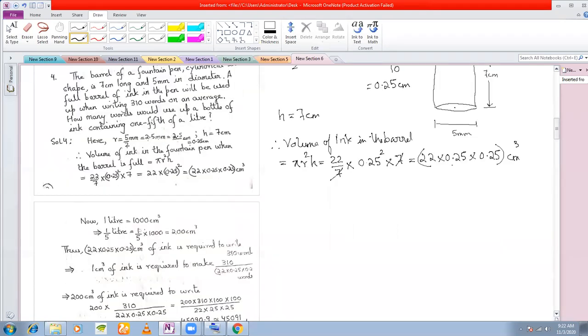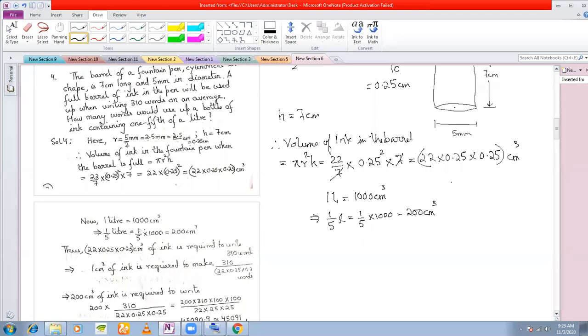Now, 1 liter is the same as 1000 centimeter cube. And how much ink are we given here? We are given 1/5 of a liter. Therefore, 1/5 of a liter means 1/5 of 1000, that means 200 centimeter cube. So we are given 200 centimeter cubes of ink to write. And the question is, how many words can you write with this 200 centimeter cube of ink?